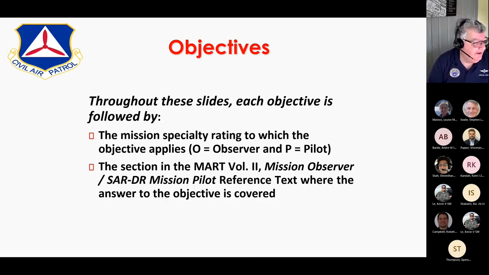This is the thing I was talking about earlier. The objectives are labeled as either an observer or a pilot squitter. What's called the MART, the Mission Aircrew Reference Text, which is also available on the NISA website, is a great reference to keep around if you have questions about details of a particular task. That's a good place to find that information.